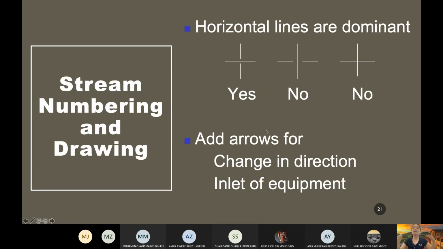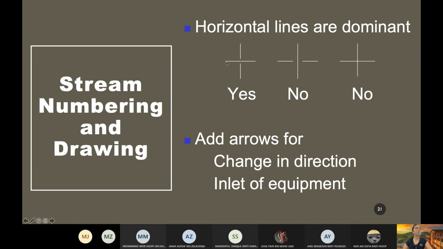Next one, yang tadi saya kata, when you have two lines intersecting one another, vertical and horizontal. Apakah maksud dia? Okay, vertical adalah straight line, horizontal line yang mendatar. Katakan kamu ada dua line yang cross one another. You must understand horizontal line yang mendatar ni adalah dominant. Means line yang mendatar ni takkan putus. Line yang vertical yang akan putus.